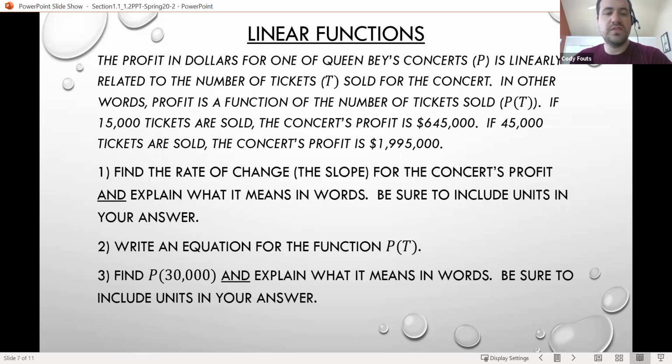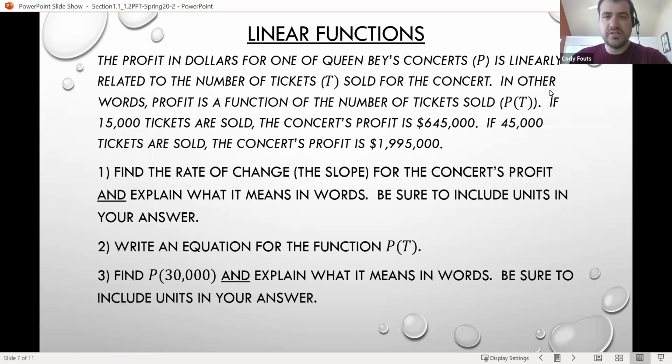And they ask us to do these three things. Number one, find the rate of change or the slope for the concert's profit and explain what it means in words. And they want us to include units in our answer. Number two, write an equation for the function P of T. And then number three, find P of 30,000 and explain what it means in words. And we need units there as well.